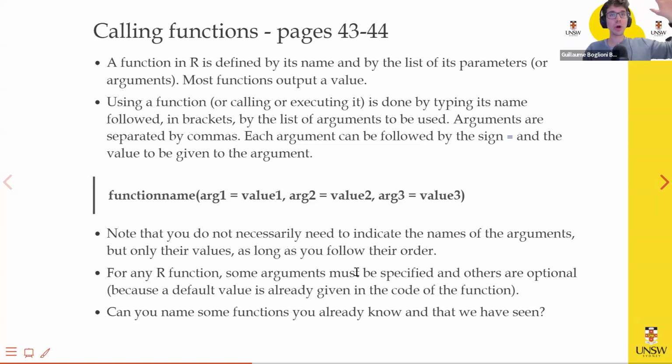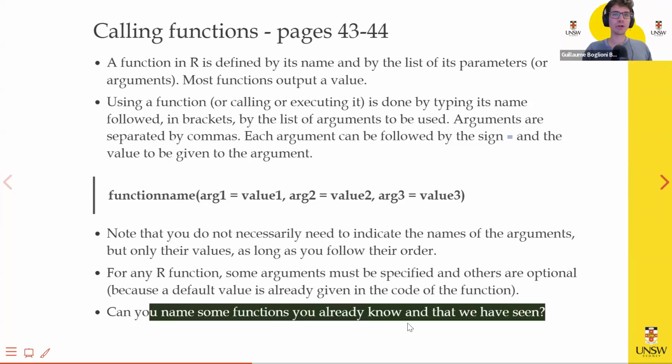Some arguments must be specified. If you don't enter a value for those arguments, you will get an error. However, other arguments are optional because a default value is given already. If you don't enter anything for an argument that has a default, the default is used, and the function will work even if you haven't specified that argument. Again, it will just use the default value.